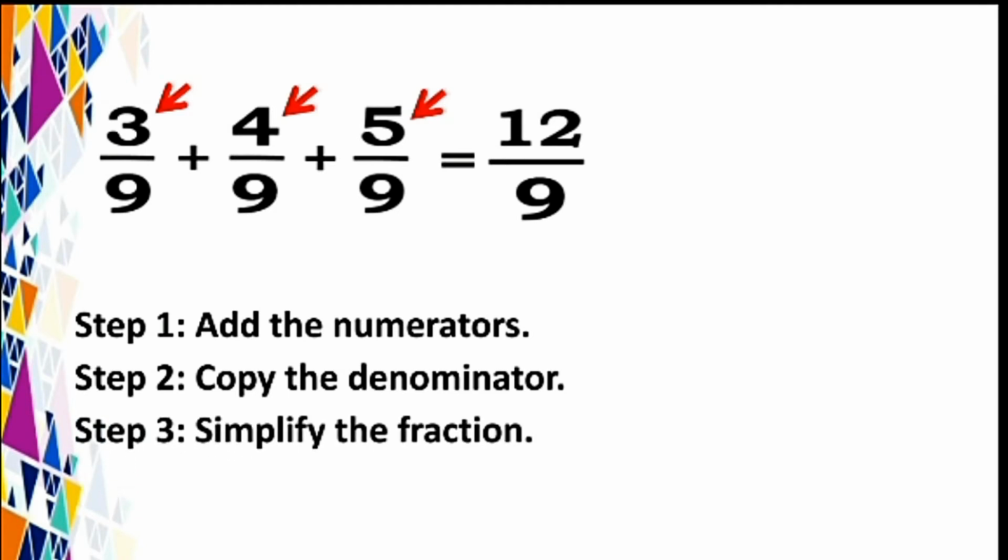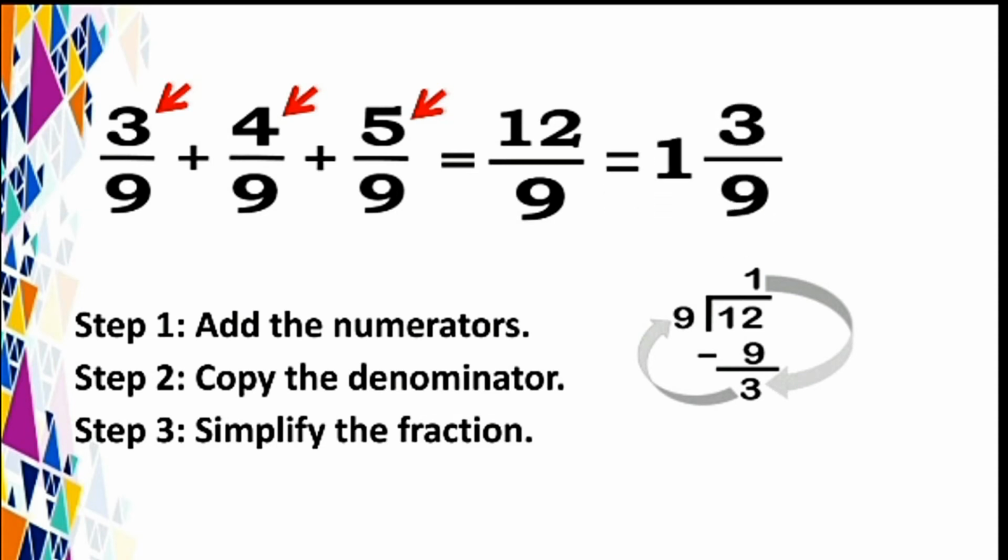So, step 3, simplify the fraction. So, we have 12 divided by 9 equals 1. Then, 1 times 9 equals 9. Then, subtract. 12 minus 9 equals 3. So, 12/9 is equal to 1 and 3/9.